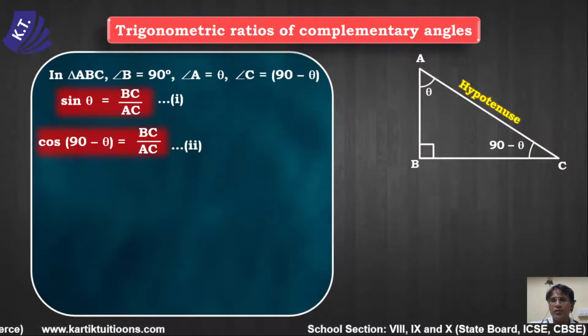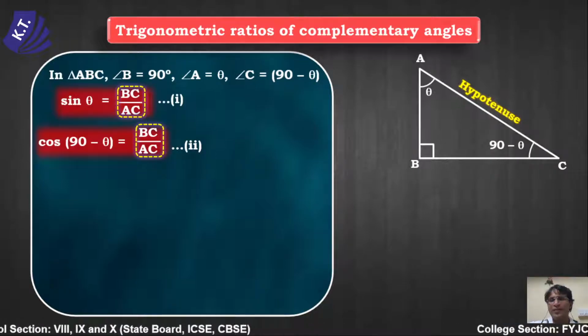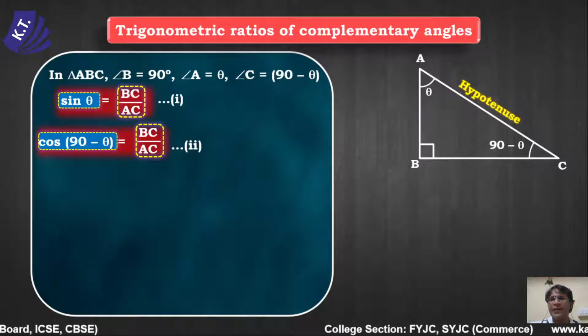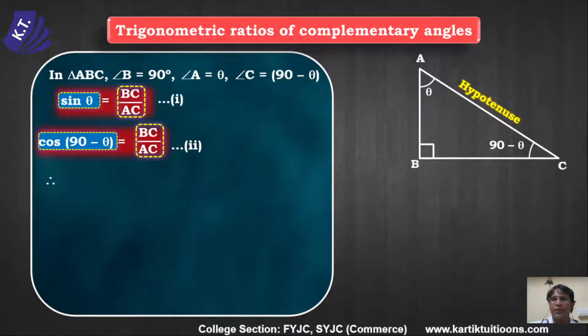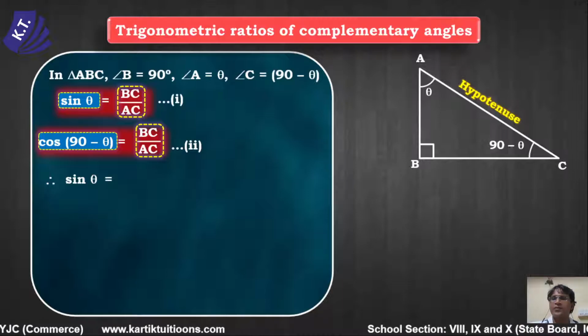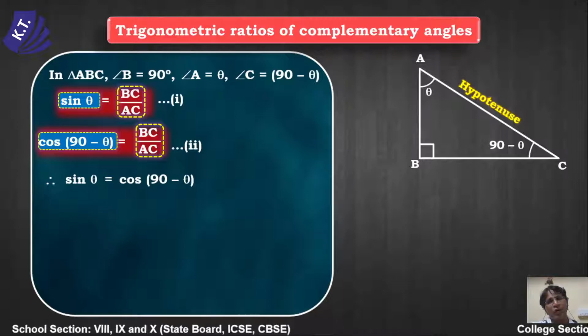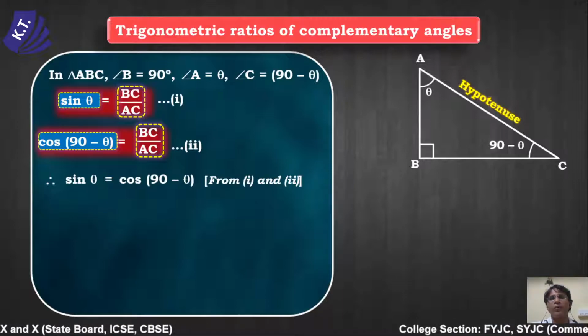Now if you just observe both the equations, their right hand sides are equal. Since their right hand sides are equal, I can equate the left hand sides. When I say equating the left hand side, it means sine theta is equal to cos 90 minus theta. This is the first trigonometric ratio of complementary angles we have got.